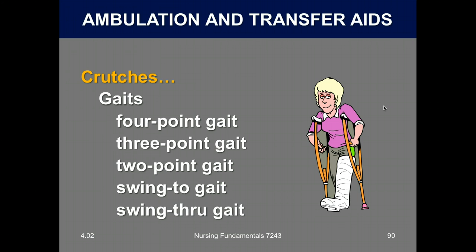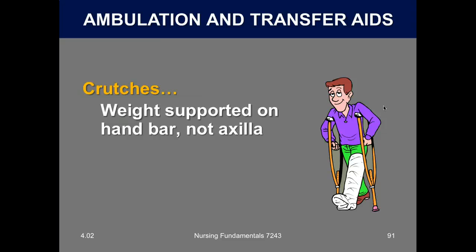And there are multiple types of gaits for using crutches. A 4-point gait, a 3-point gait, a 2-point gait, a swing 2 gait, and a swing through gait. With crutches, the weight is supported on the handlebar, not on the axilla.